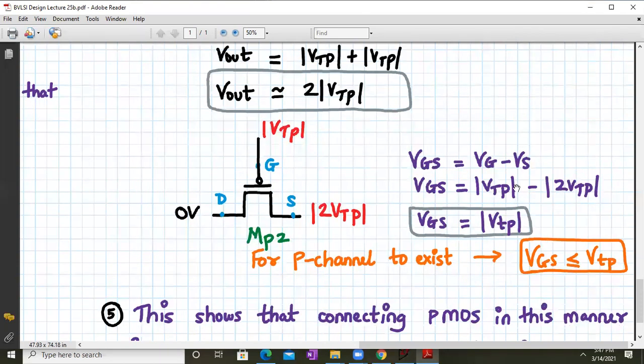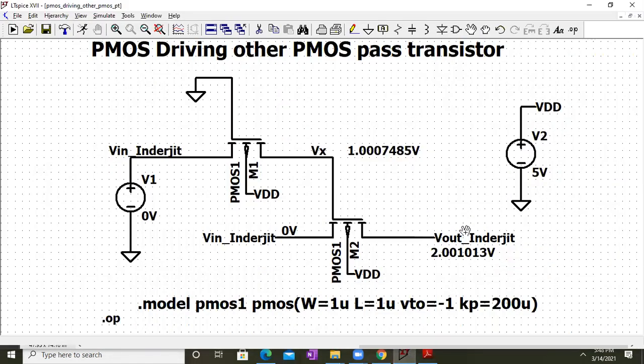We cannot write it otherwise. Okay, I hope that this is clear. We have to make the VGS value at least VTP for a P channel to exist. That is why the source voltage over here is mod of twice into VTP value. That is the reason why at the output of the second transistor we are getting mod of twice of VTP, that is mod of twice into 1, that is 2 volt.